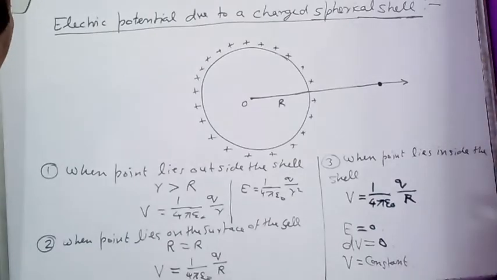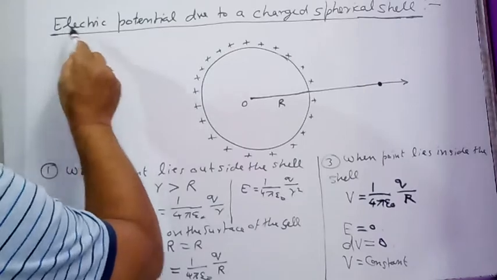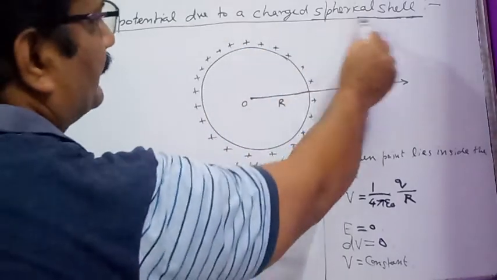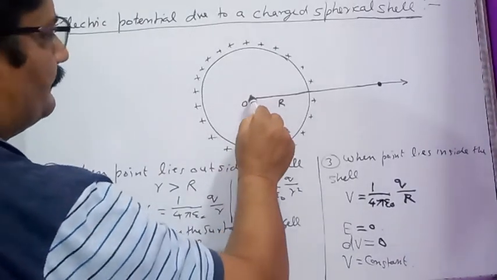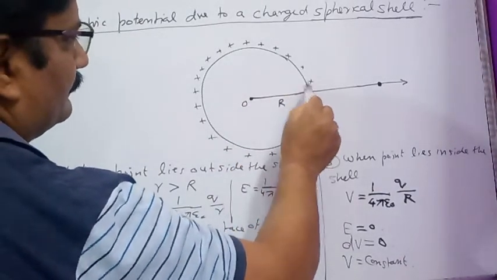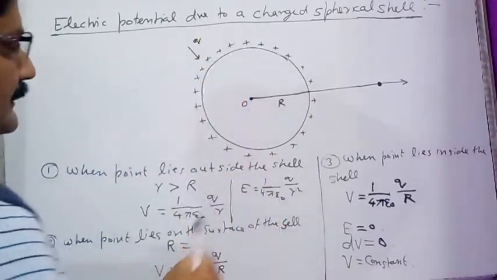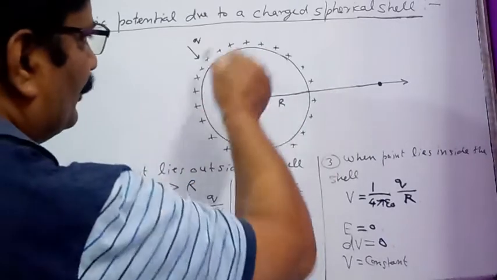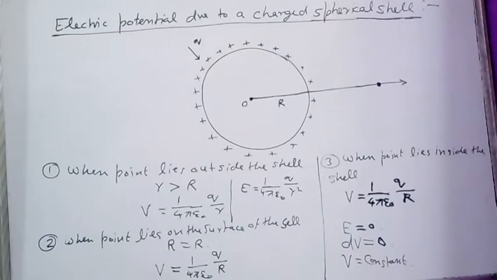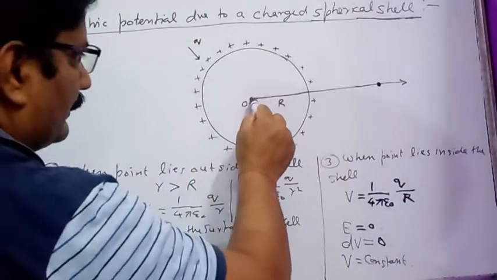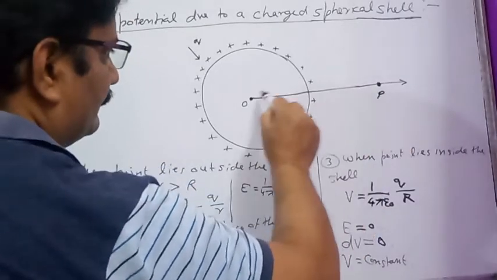Now in this video we are going to deal with another topic, that is electric potential due to a charged spherical cell. See, this is a spherical cell of radius capital R and cell is given charge Q and that charge is distributed uniformly over its surface. So what can be the value of electric potential at any point outside the cell? Suppose point P is here outside the cell.